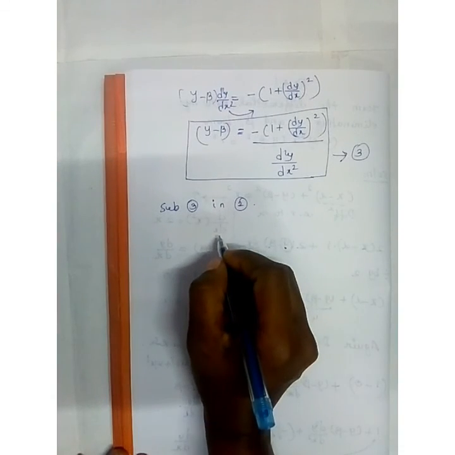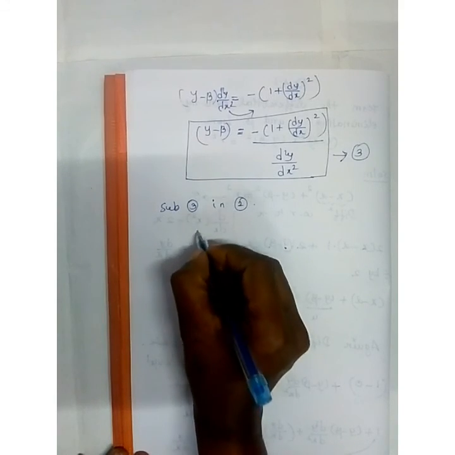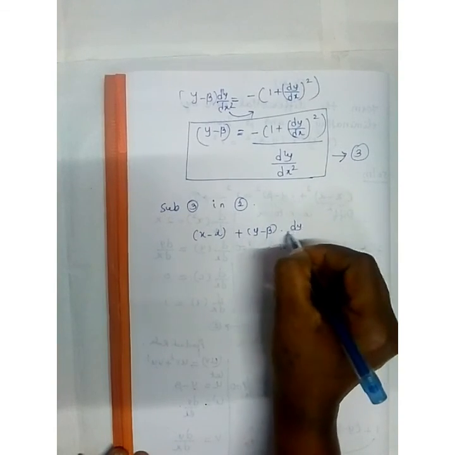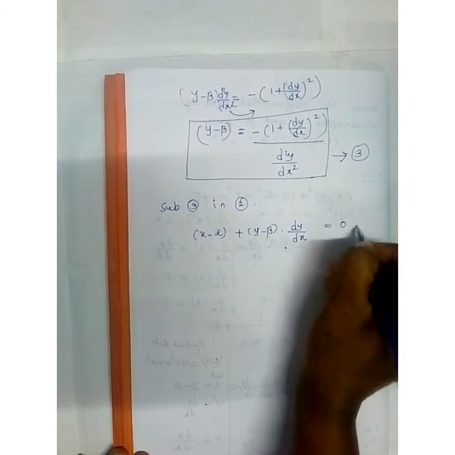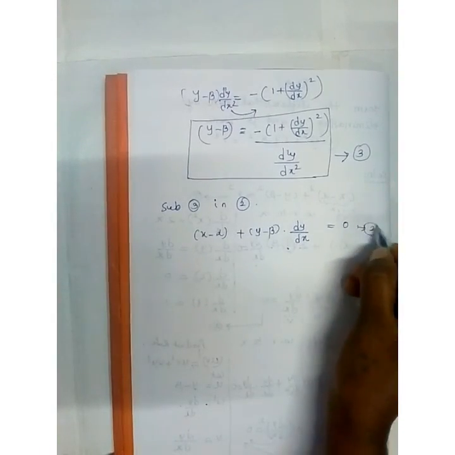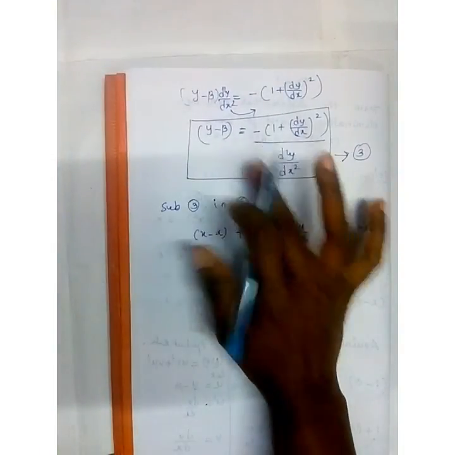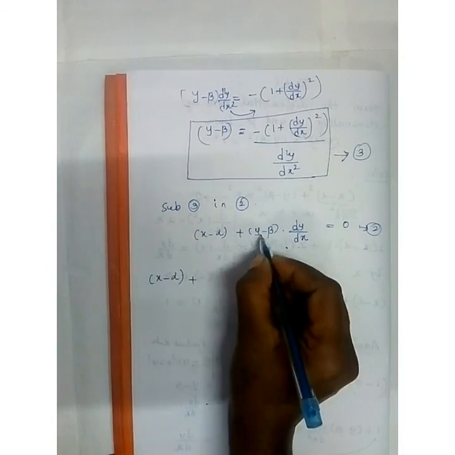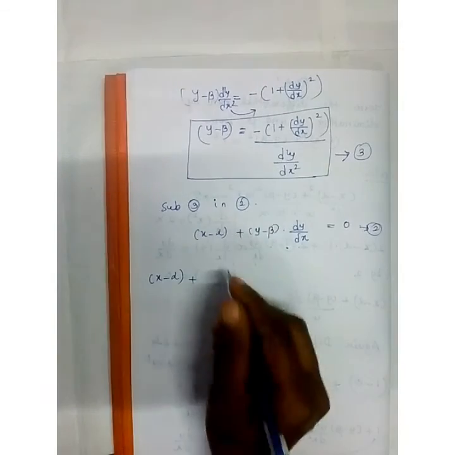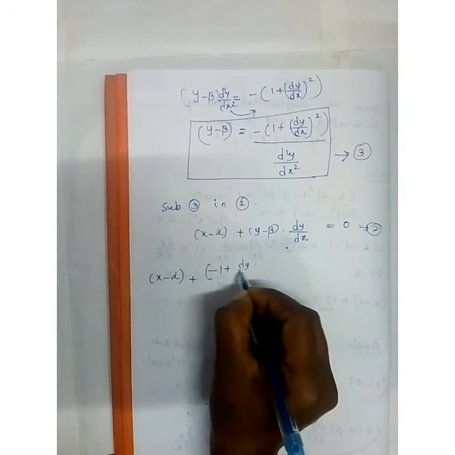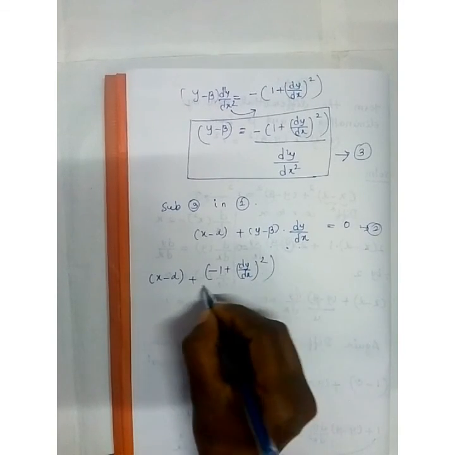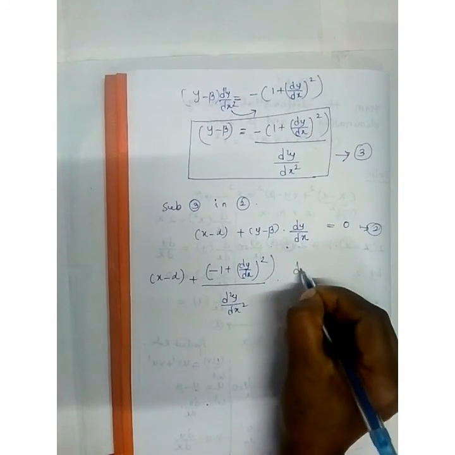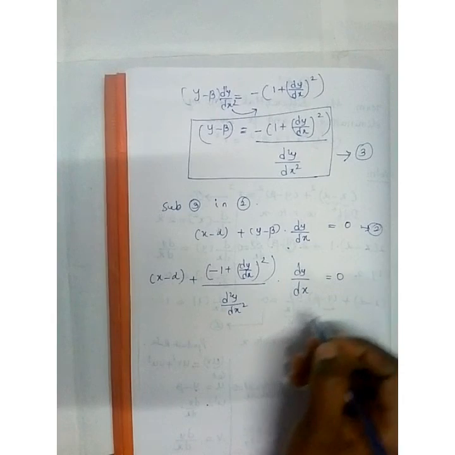What is our equation 2? Equation 2 is nothing but x minus alpha plus (y minus beta) into dy by dx is equal to 0. This is what our second equation. Now I am going to substitute this one here. So I will get x minus alpha plus, instead of y minus beta I am going to substitute this one, minus of 1 plus (dy by dx) whole square divided by d²y by dx² into dy by dx is equal to 0.